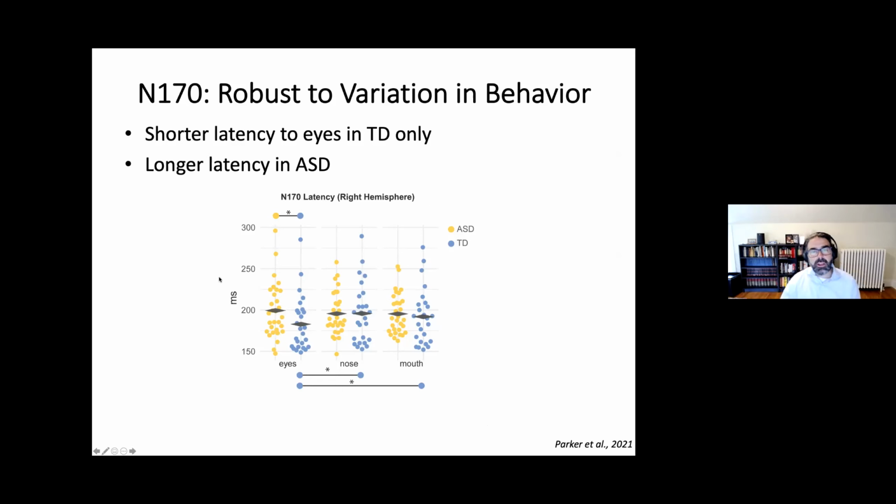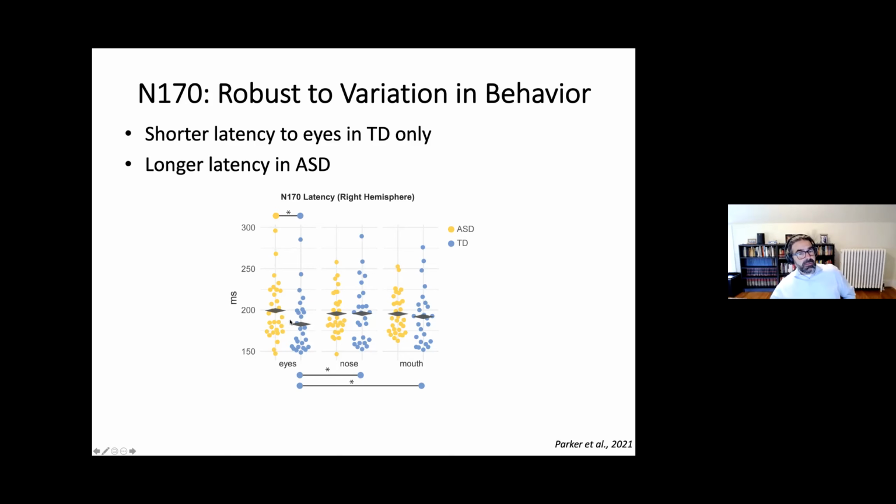So let me walk you through what you're looking at here. The yellow dots are individual N170 latencies for people with autism, and the blue dots are for typically developing people. These two columns are when they're looking at the eyes, the nose, and the mouth. And what I want you to see is that when we force a person to look to the eyes, rather than that speeding up the people with autism's N170 and making them look more similar to the typically developing people, that's where the differences are most pronounced.